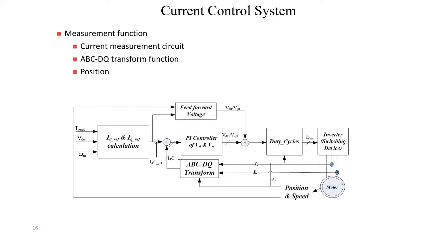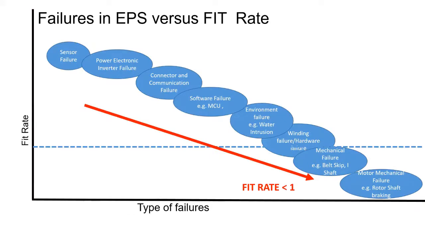So we quickly need a couple of sensors. We need position and we need a current sensor, because it's a current control system. Any failures in these have to be mitigated because, as I said initially, any single point failure should not shut our system down. You can also see that there is a three-phase inverter in this picture. If you look at how different failures are, I've plotted here different types of failures and their FIT rates.